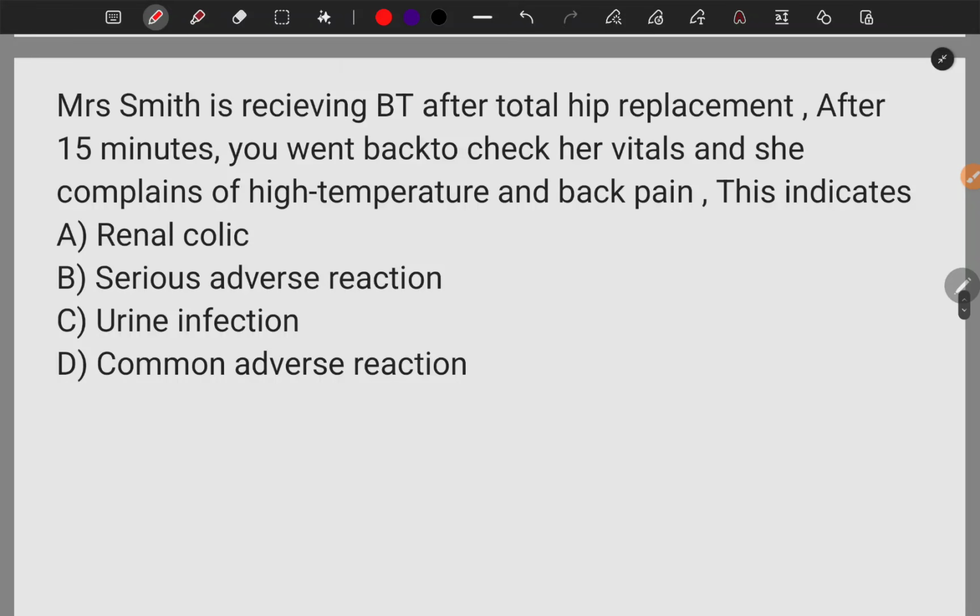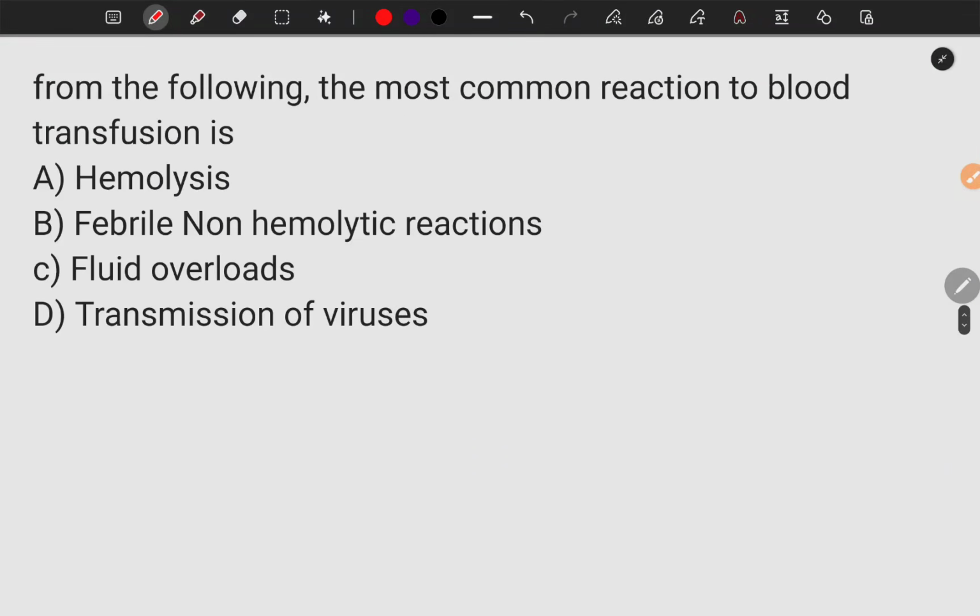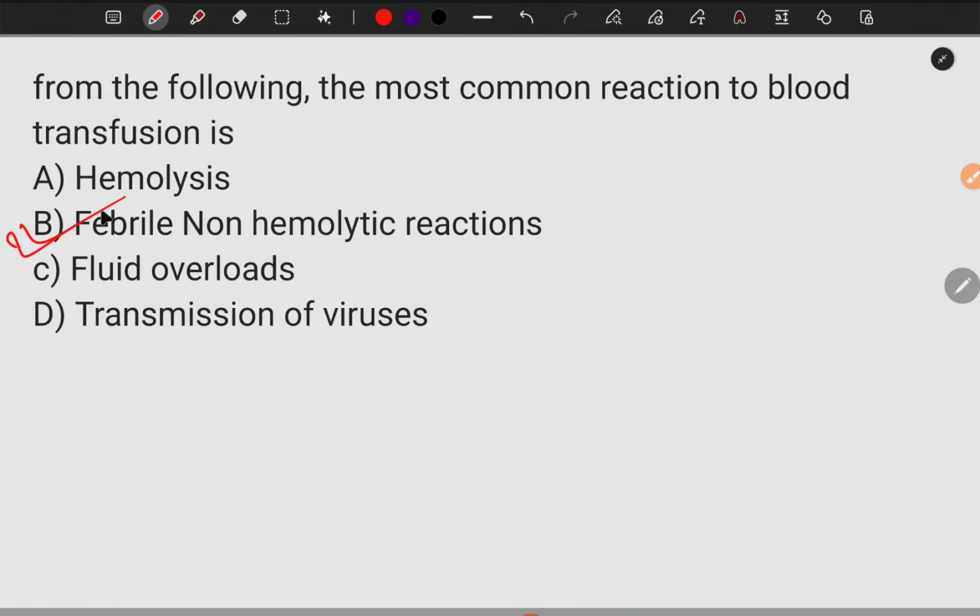Mrs. Smith is receiving BT after total hip replacement. After 15 minutes, you went back to check her vitals and she complains of high temperature and back pain. So this indicates a reaction, not a normal reaction, but a very severe and adverse reaction. So option B is correct. It is not a renal colic, no urine infection, no common adverse reactions. Common adverse reactions will be febrile hemolytic, febrile non-hemolytic. From the following, the most common reaction to blood transfusion is what? As I have told you, the most common is febrile non-hemolytic reaction.